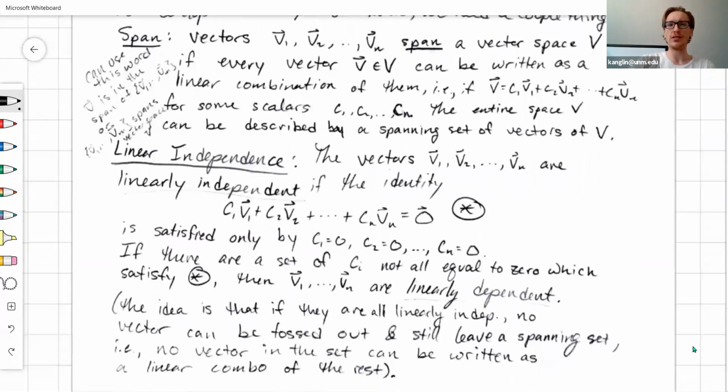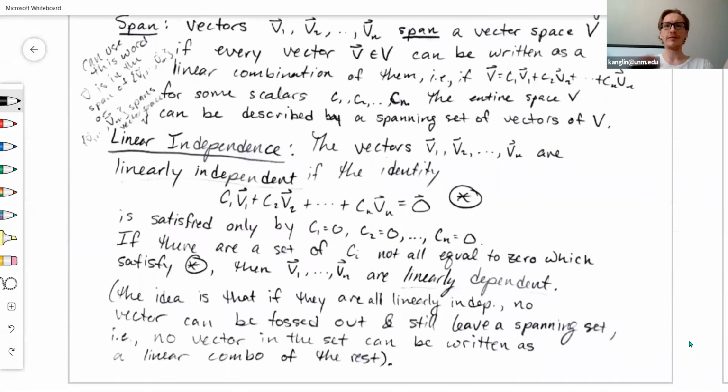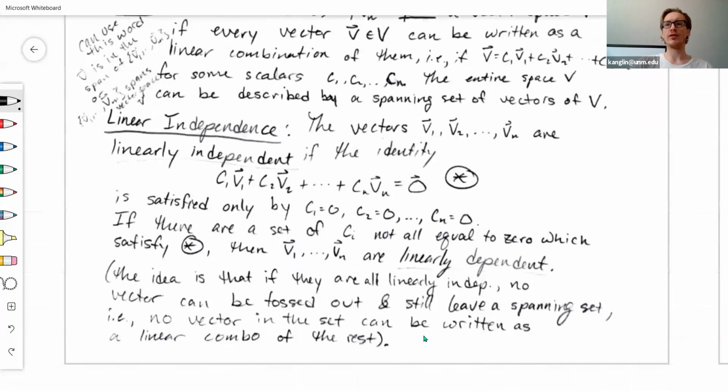But let's look at this note at the bottom of the page to see a way to think about this. The idea is that if you have a set of vectors that are all linearly independent, then no vector can be tossed out of that set and still leave the span of that set unchanged. In other words, no vector in the set can be written as a linear combination of any of the others in the set.